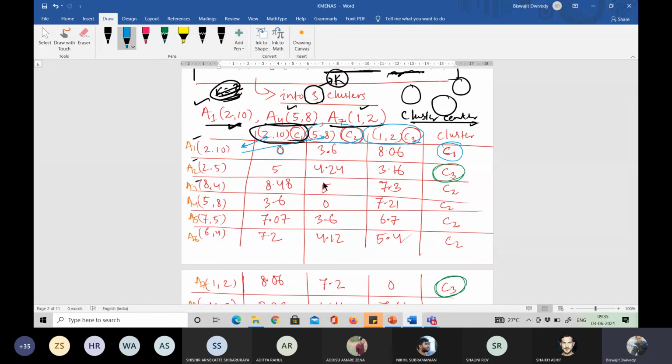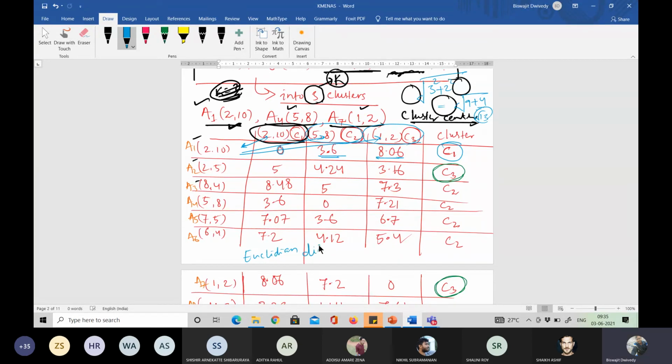So here, 5 minus 2 whole square, that is 3 square. 8 minus 10 is 2, square, and the square root over. So that is root over of 9 plus 4, that is root over of 13, which is equal to 3.6. Similarly, next I have to find out the distance between these 2 points. The distance between 2, 10 and 1, 2 is equal to 8.06. Use the same formula, the Euclidean distance. I'm writing it down here.